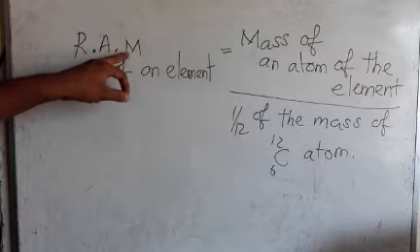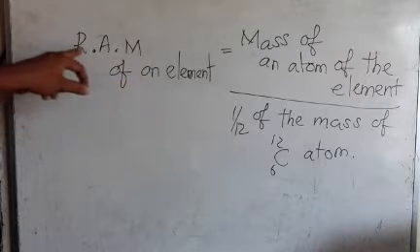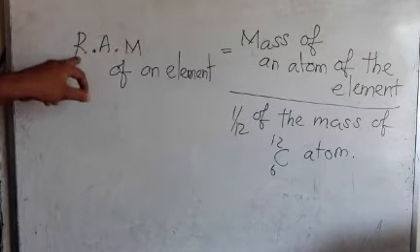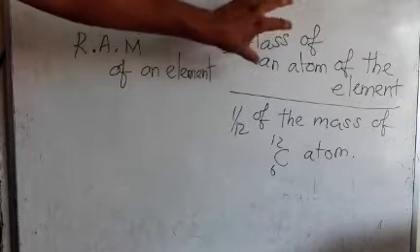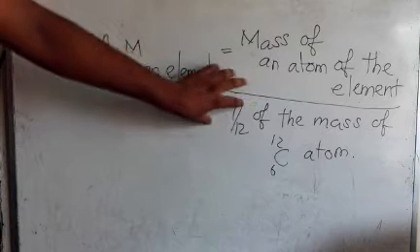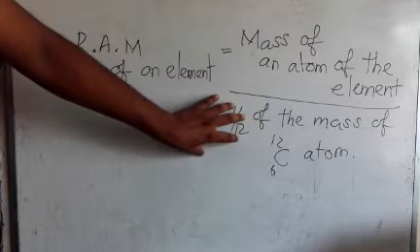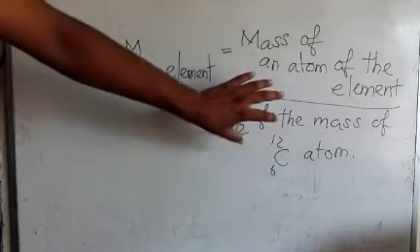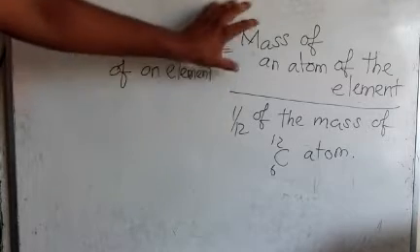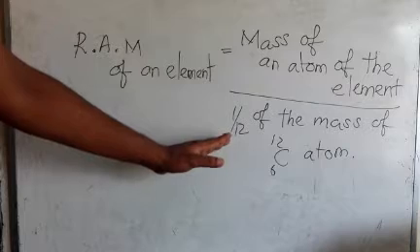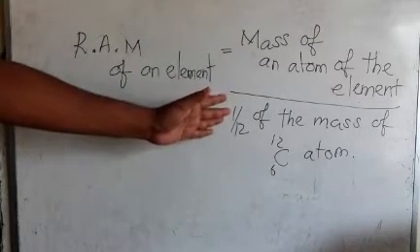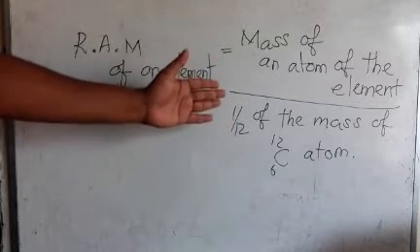Here is the abbreviation for relative atomic mass. The mass of an atom of the particular element should be divided by our unit. Our unit is 1/12 of the mass of a carbon 12 atom. So this is the ratio between the mass of an atom and the unit. Since it is a ratio, we don't have any units for that.